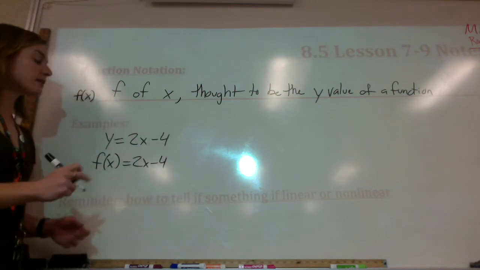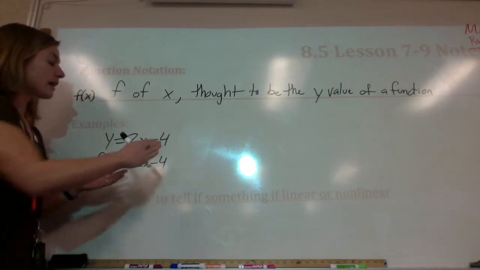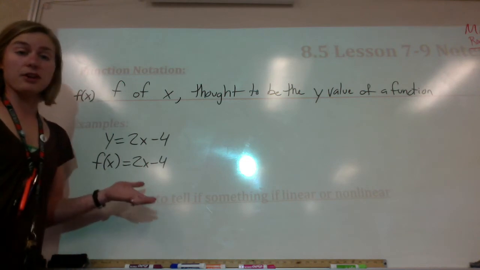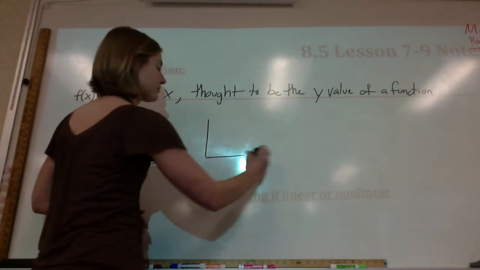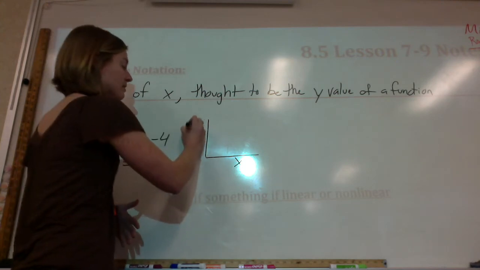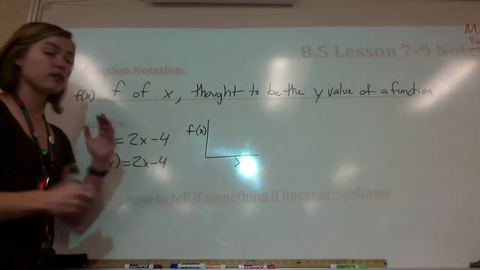So what this represents is the function of x is 2x minus 4. It's telling us that this is how x works. Another way you can see it is if we have a graph. So let's say we had a graph, and this side, of course, is x. Well, instead of calling this side y, you might see that side called f of x. So really it's just replacing y.